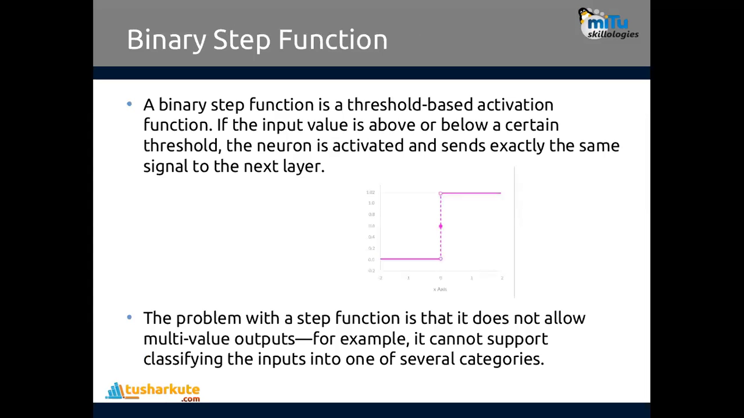The binary step function is a threshold-based activation function. If the input value is above or below a certain threshold value, then the neuron is activated, and it sends exactly the same signal to the next layer. This is called a step function. The problem with the step function is that it does not allow multi-valued output; it cannot support classifying input into several categories.